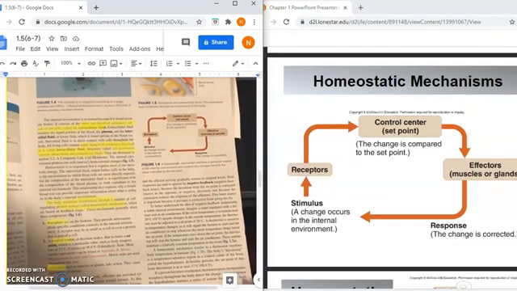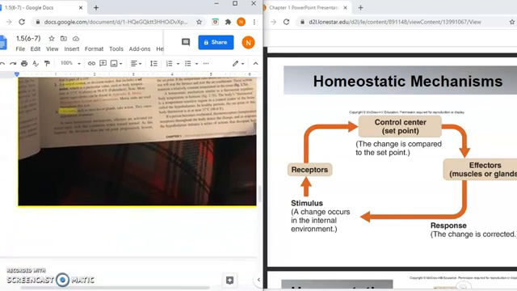The first one up would be the receptor, which provides information about stimuli in the internal environment. Second one would be the control center, which is the decision maker that maintains its set point, which is a particular value, for example, our body temperature. Third one would be effectors, which are muscles or glands which respond when either activated or deactivated, causing necessary change to the body.